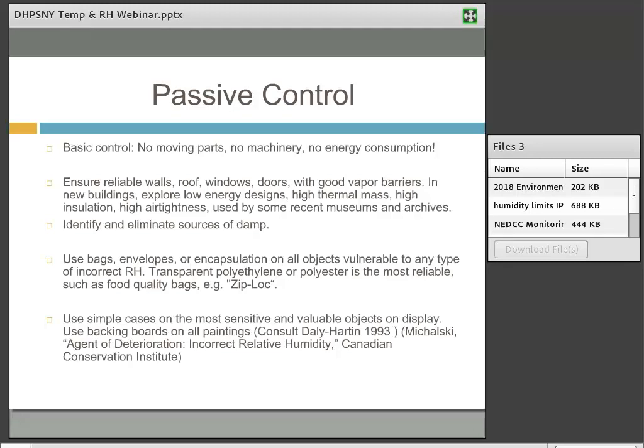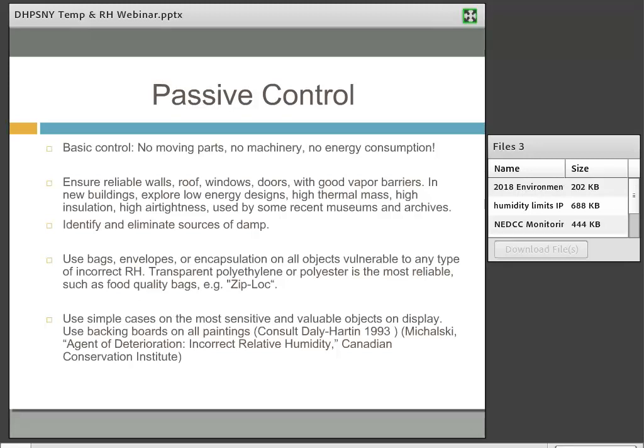One easy thing you can do is to identify and eliminate any sources of damp, which is a good thing to do anyway. That helps to prevent mold. You can use bags, envelopes, or encapsulation on objects that are vulnerable to incorrect relative humidity or fluctuating relative humidity. Transparent polyethylene or polyester are often used. Those are pretty reliable. And you can use simple cases on the most sensitive and valuable objects on display.